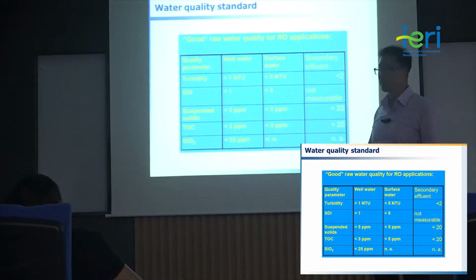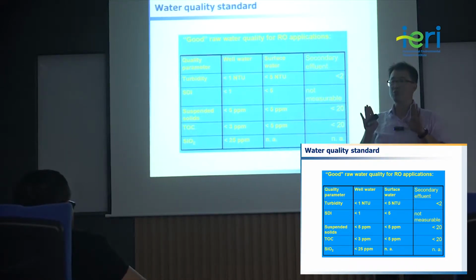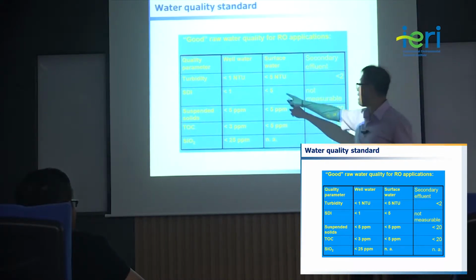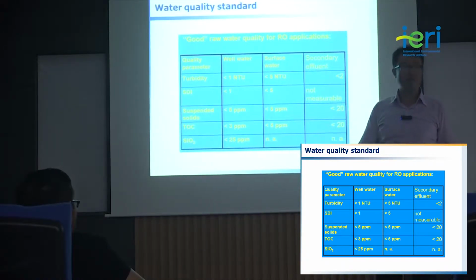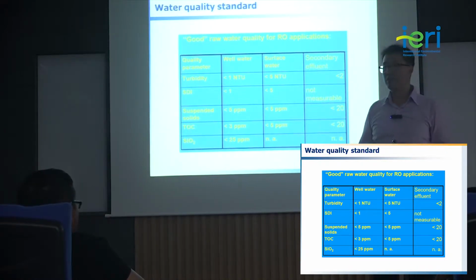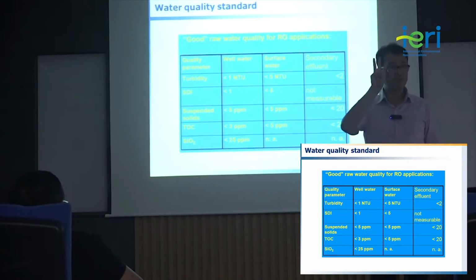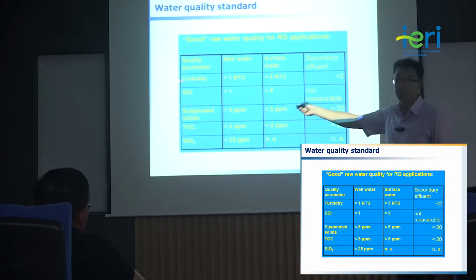If this index is bigger than 5, that means you should not use that seawater for desalination using a reverse osmosis membrane. 5 is a very important figure. These days, reverse osmosis membrane manufacturers suggest 3 as the standard. More than 3 means bad water. Less than 3, good water. This is the most important thing.